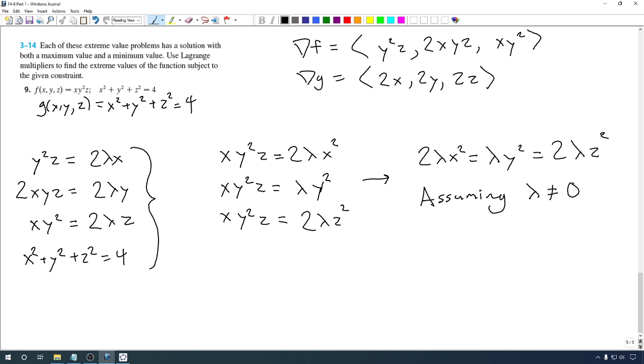And we'll have to deal with lambda equals 0 as another possibility later, because this time it won't immediately lead to some contradiction that will lead to no solutions. So we actually do need to consider both these separately. But if lambda is not equal to 0, that means that 2x squared is equal to y squared is equal to 2z squared.